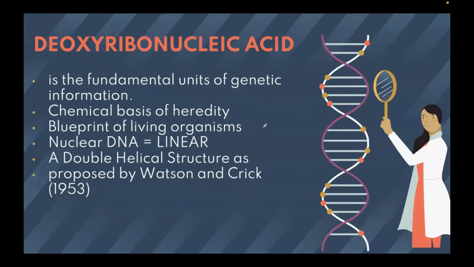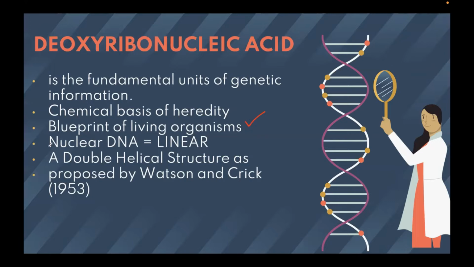Next, your deoxyribonucleic acid is the fundamental unit of genetic information. It basically carries the hereditary material coming from our parents. The deoxyribonucleic acid is the chemical basis of heredity. It is also the blueprint of living organisms.